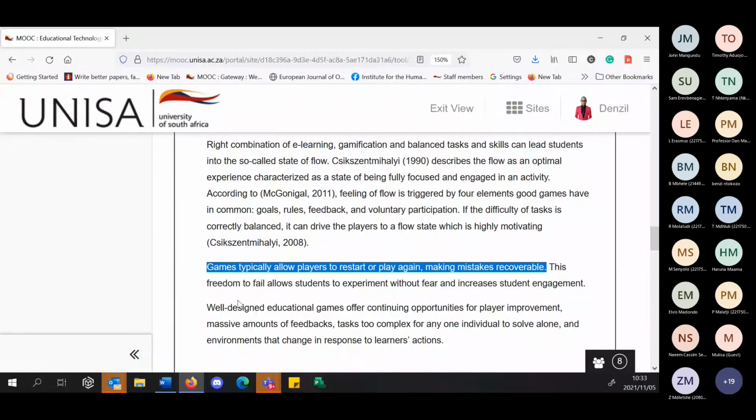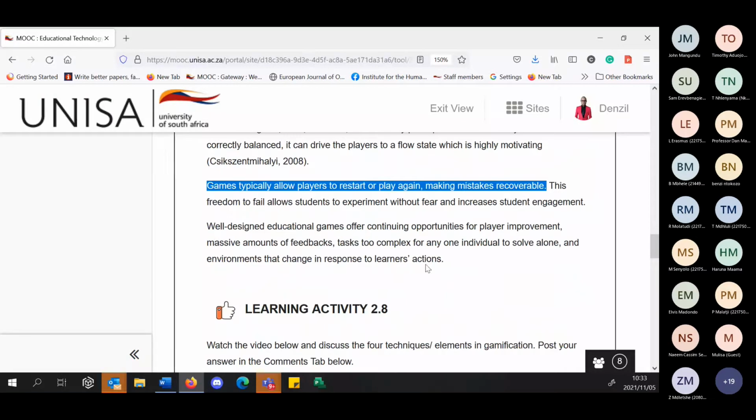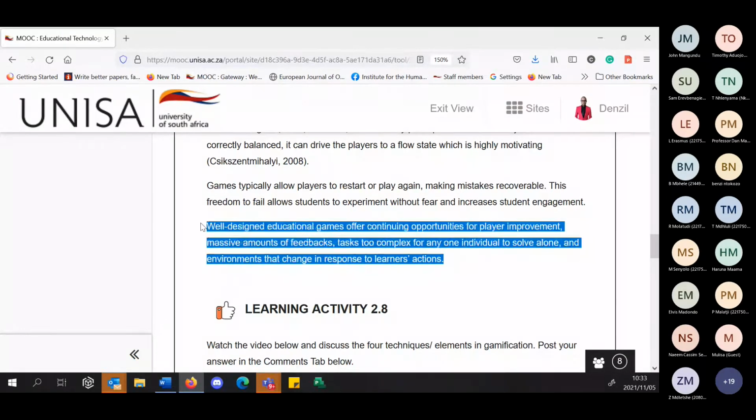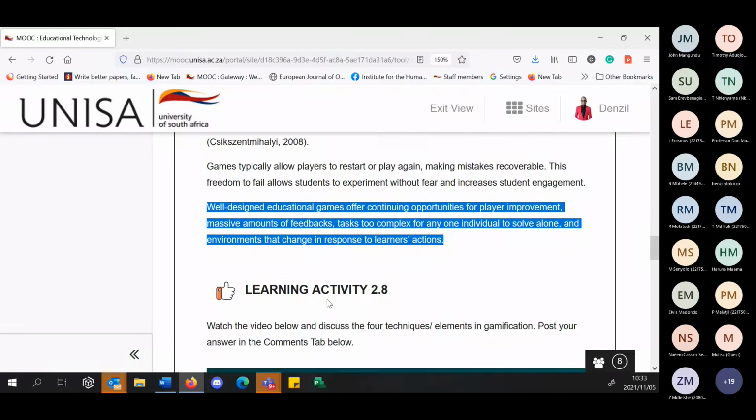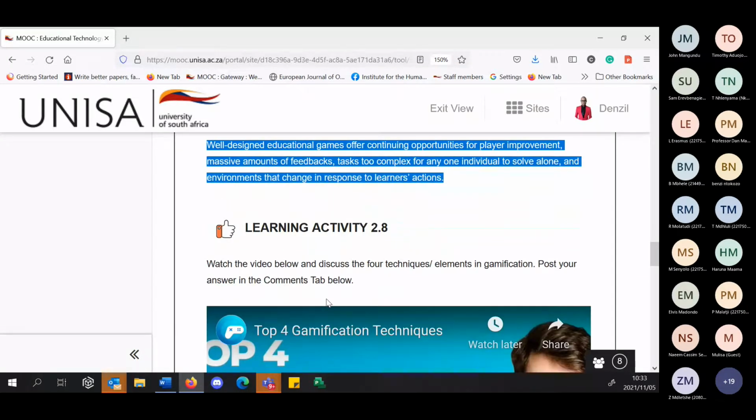Well-designed educational games can offer opportunities for play improvement, massive amounts of feedback, tasks too complex for any one individual to solve alone, and environments that change in response to learners' actions. Remember, in some situations, the players can also have what we call dual players, two or three players as part of this, right? Collaborative learning. That's the idea.